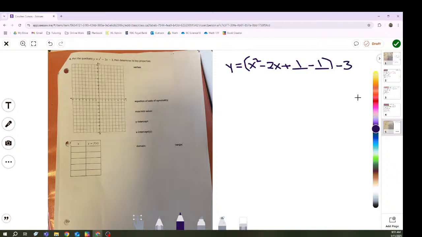Okay, what happens next? Perfect. And since there's nothing out front of the bracket, I don't need to multiply it to anything. Okay, what comes next? Yeah, because we simply divide that second term by 2. Okay, and what sits on the outside? Perfect. All right, what's our vertex?